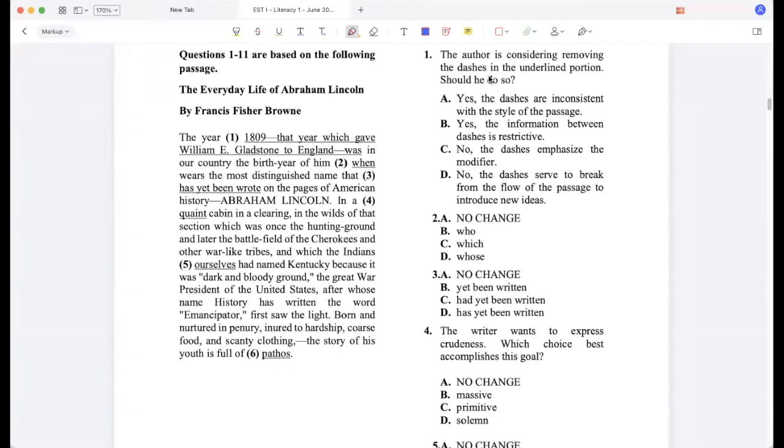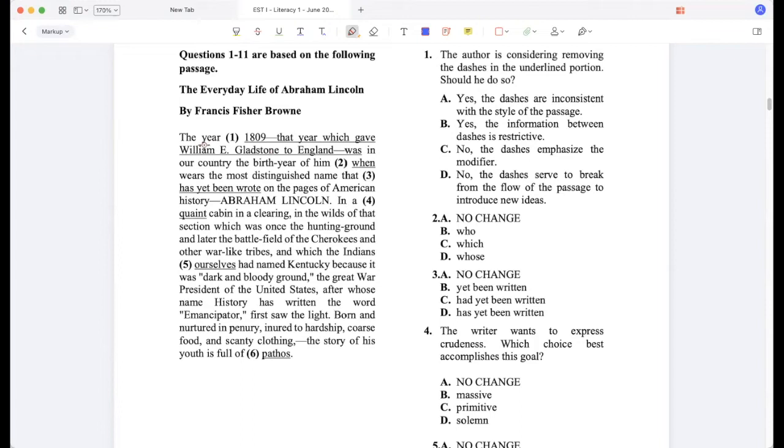The Everyday Life of Abraham Lincoln. The year 1809, that year which gave William E. Gladstone to England, was in our country the birth year of him whose name is the most distinguished that has yet been written on the pages of American history. The author is considering removing the dashes in the underlined portion. Should he do so?